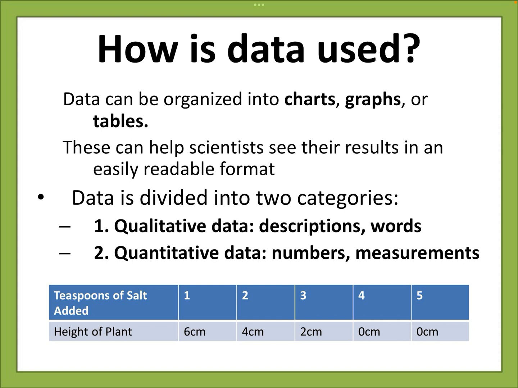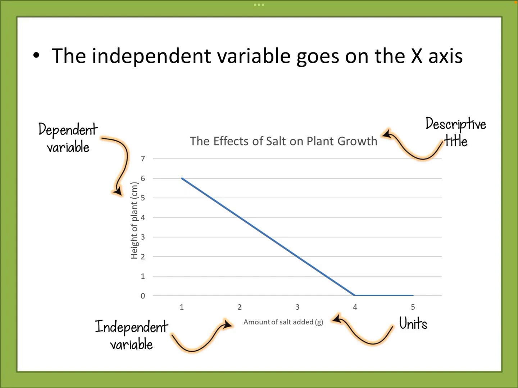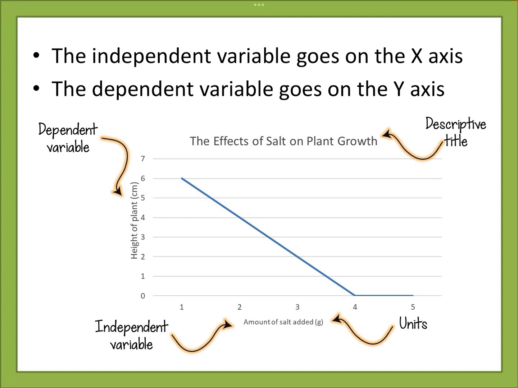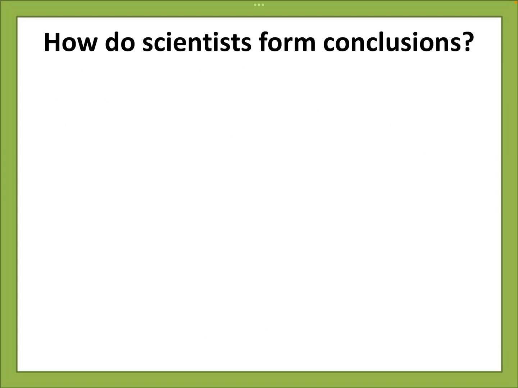There are two types of data. Qualitative data, which discusses the qualities. They are describing, they are words. Quantitative is a number. It is things like measurements. Quantitative is always a number. When we graph things, the independent variable goes on the x-axis. The dependent variable goes on the y-axis.